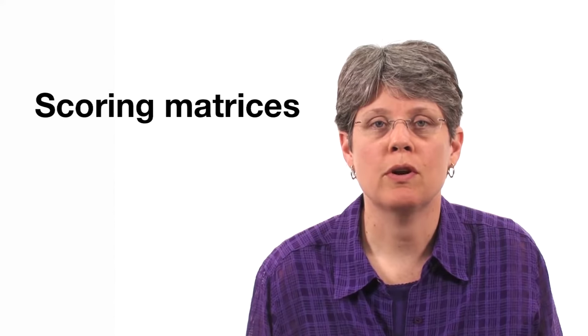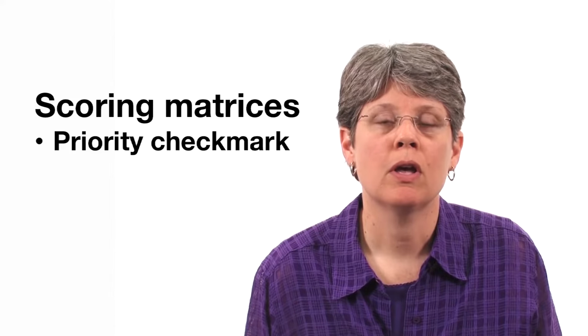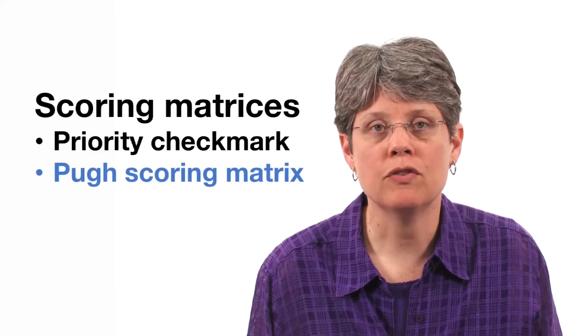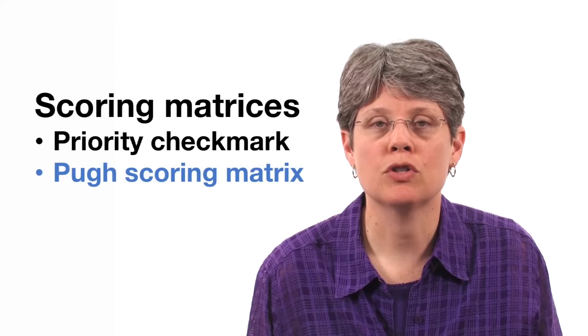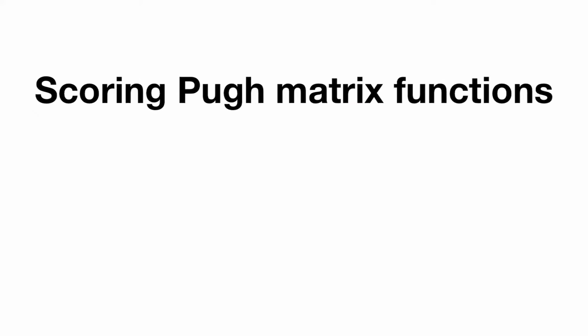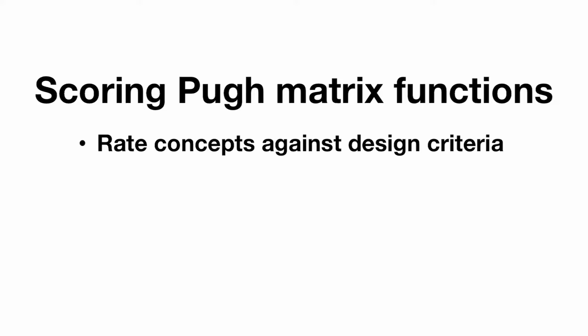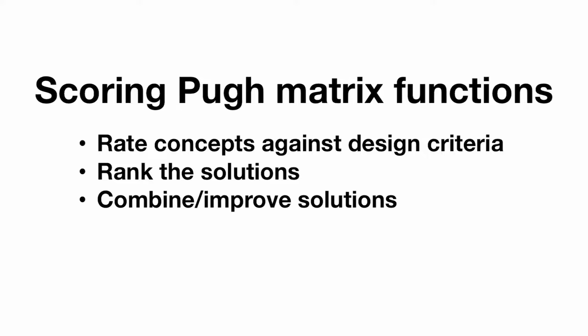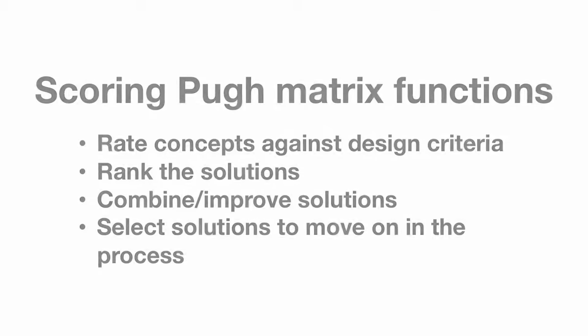There are two types of scoring Pew matrices, the priority checkmark and the Pew scoring matrix. In this video, we're going to go over how to set up a scoring Pew matrix. So like a screening Pew matrix, a scoring Pew matrix allows you to rank concepts against design criteria, rank the solutions, combine and improve, and select solutions for further evaluations.